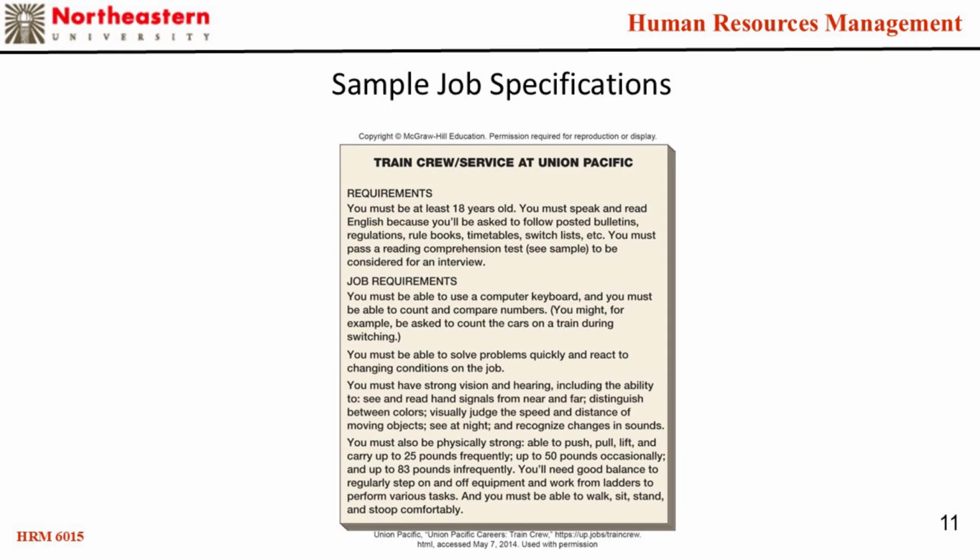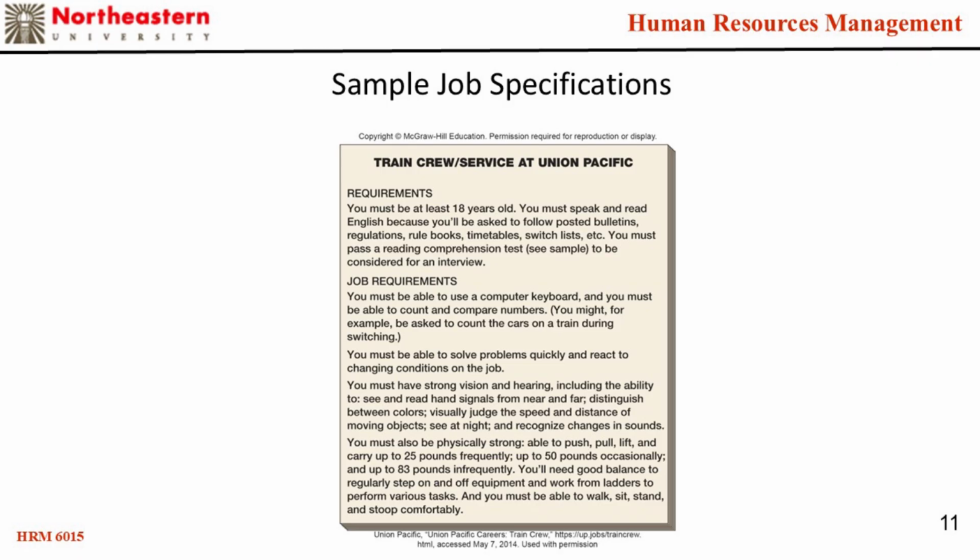So going back to the next version of this, the train crew service job at Union Pacific, we've done the job overview, the job description. Now here's the requirements and the specifications. You have to be 18 years old. Okay, if you're under 17 or 16, you can't apply.